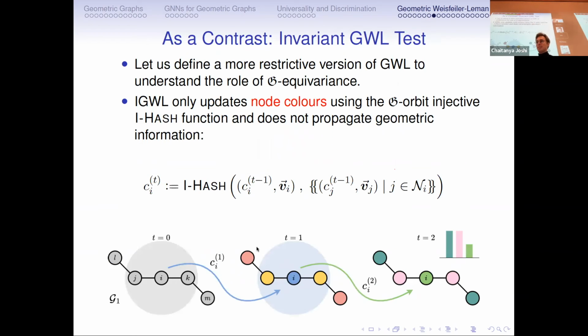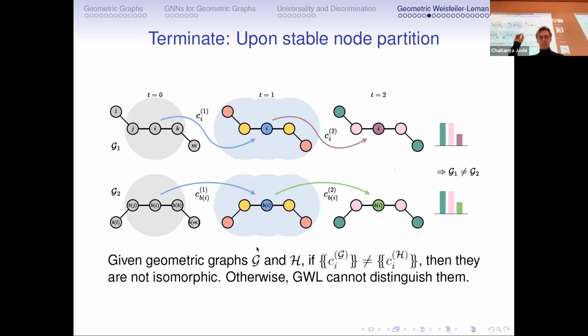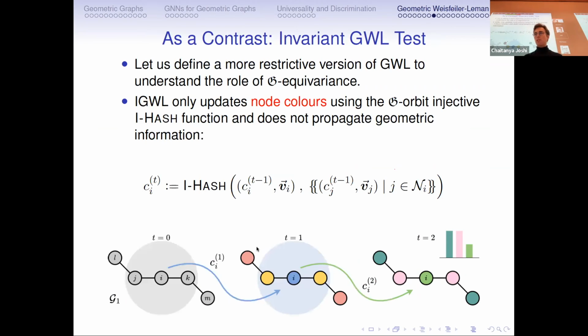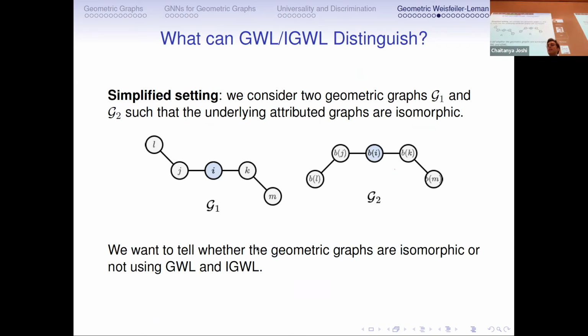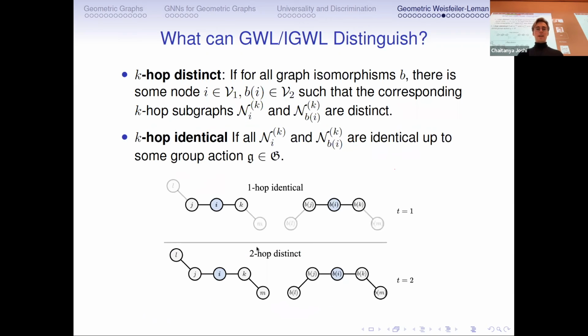And as a contrast, to study what this type of GWL allows us now to say about GNNs, I'm just going to quickly put a little strawman up in a sense, which is an invariant GWL version, which just gets rid of the auxiliary geometric information and just drops all of the orientation information. So it does exactly the same thing as GWL, just doesn't update the auxiliary information. So what can they and can they not distinguish? And we look at these 2 graphs again, and these 2 examples.